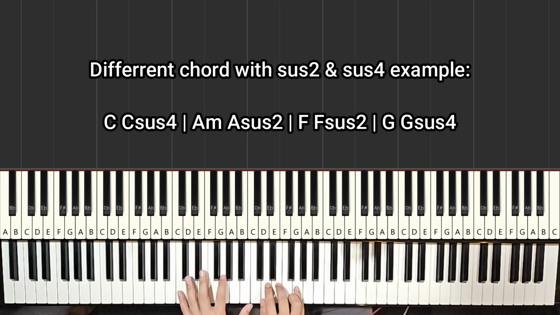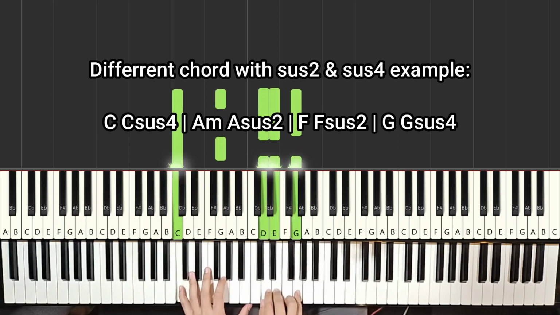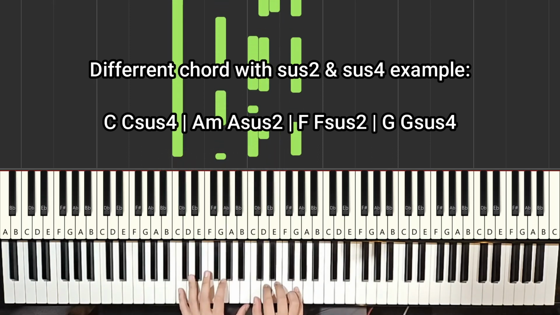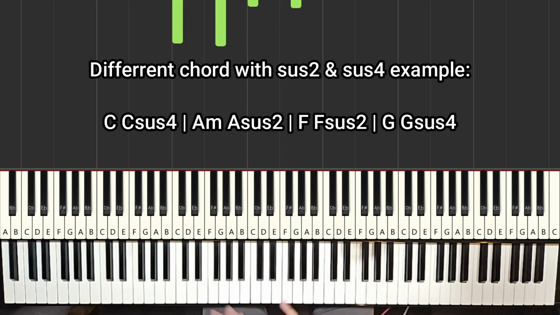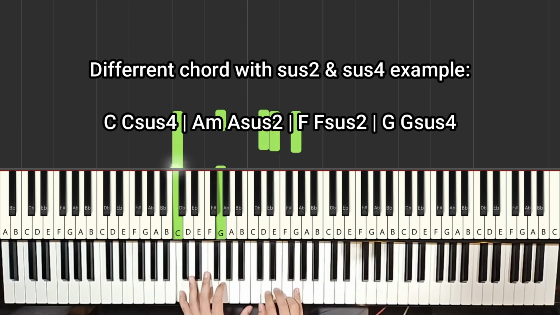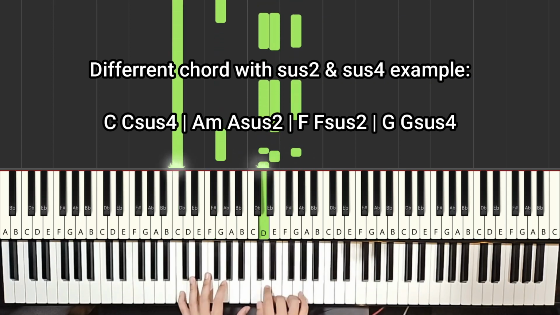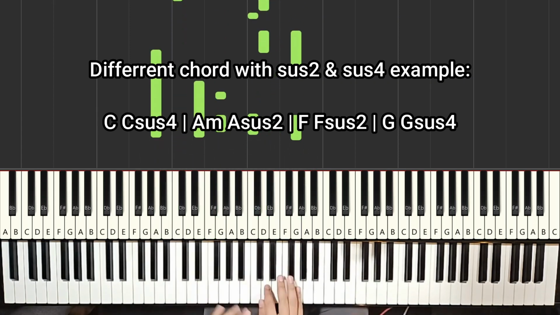So sometimes people will say when you have a second, you need to resolve it. But if you like the sounds, you can just hold the second. Yeah, no need to resolve.